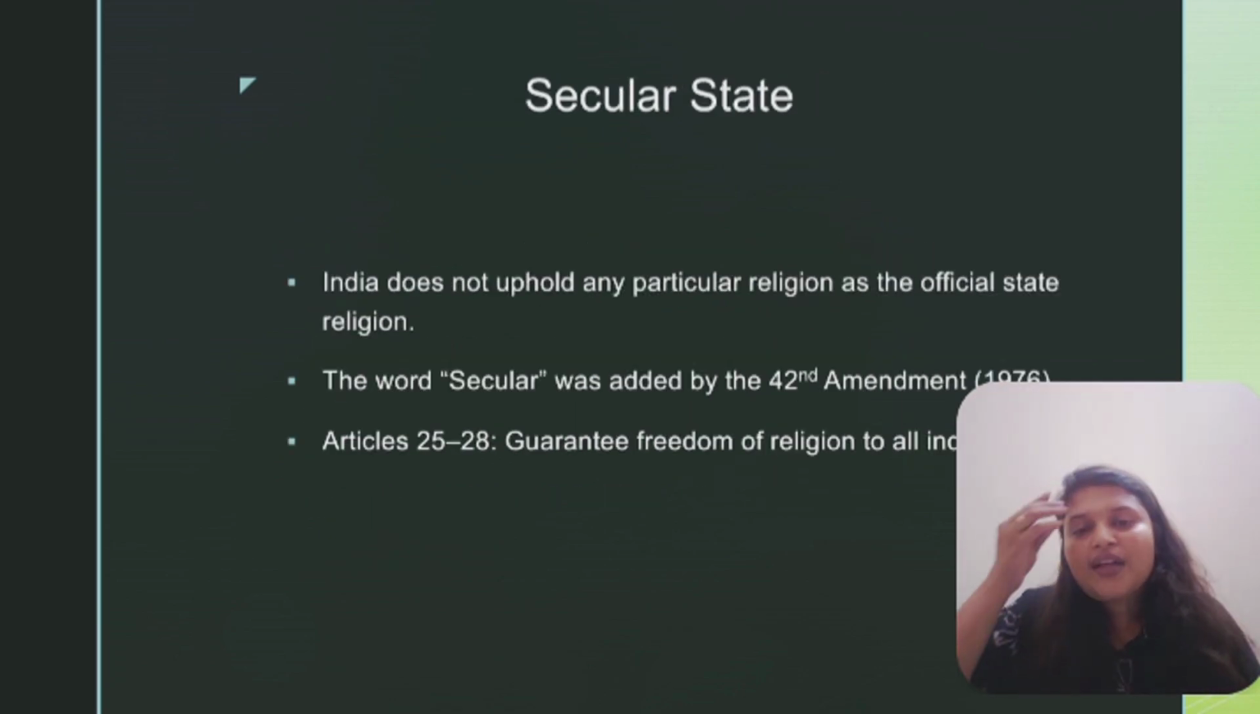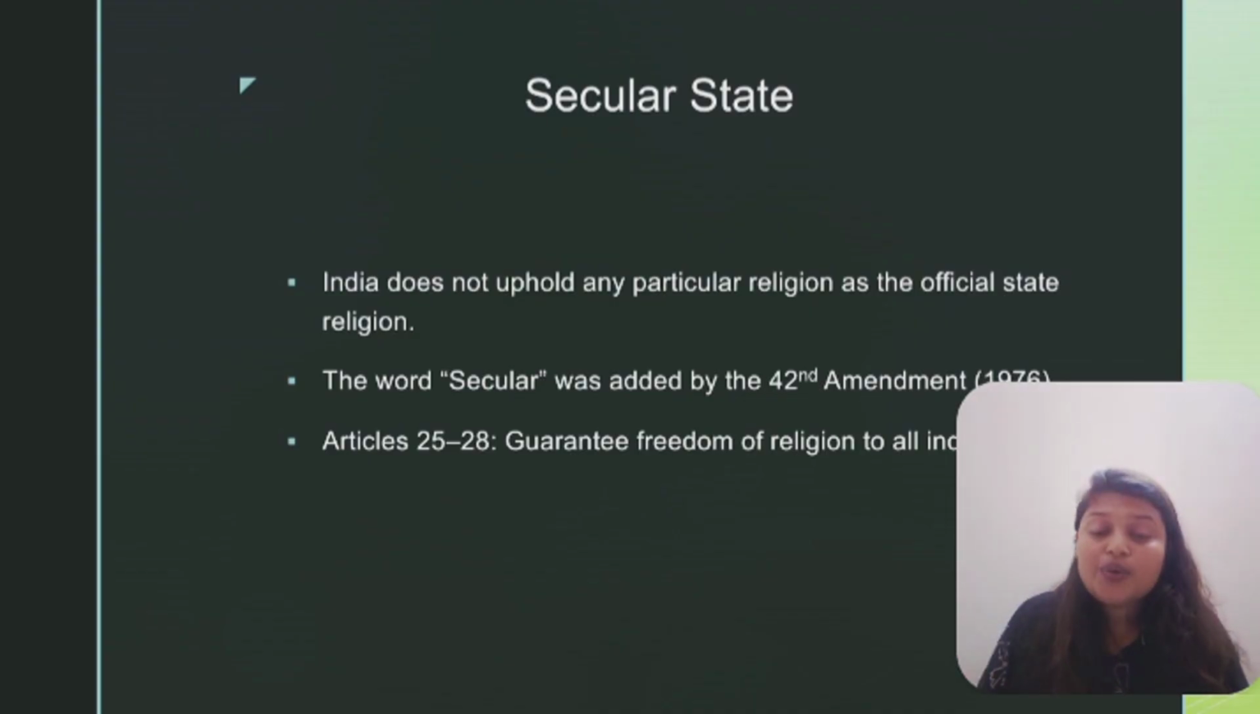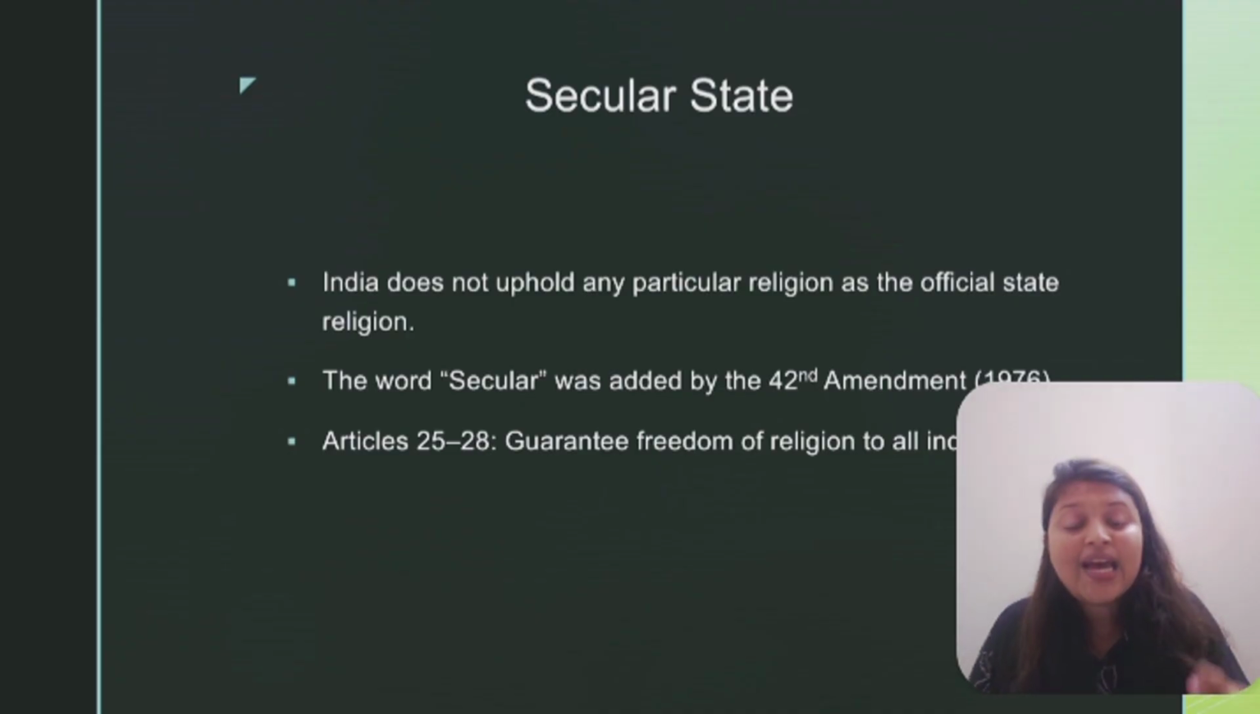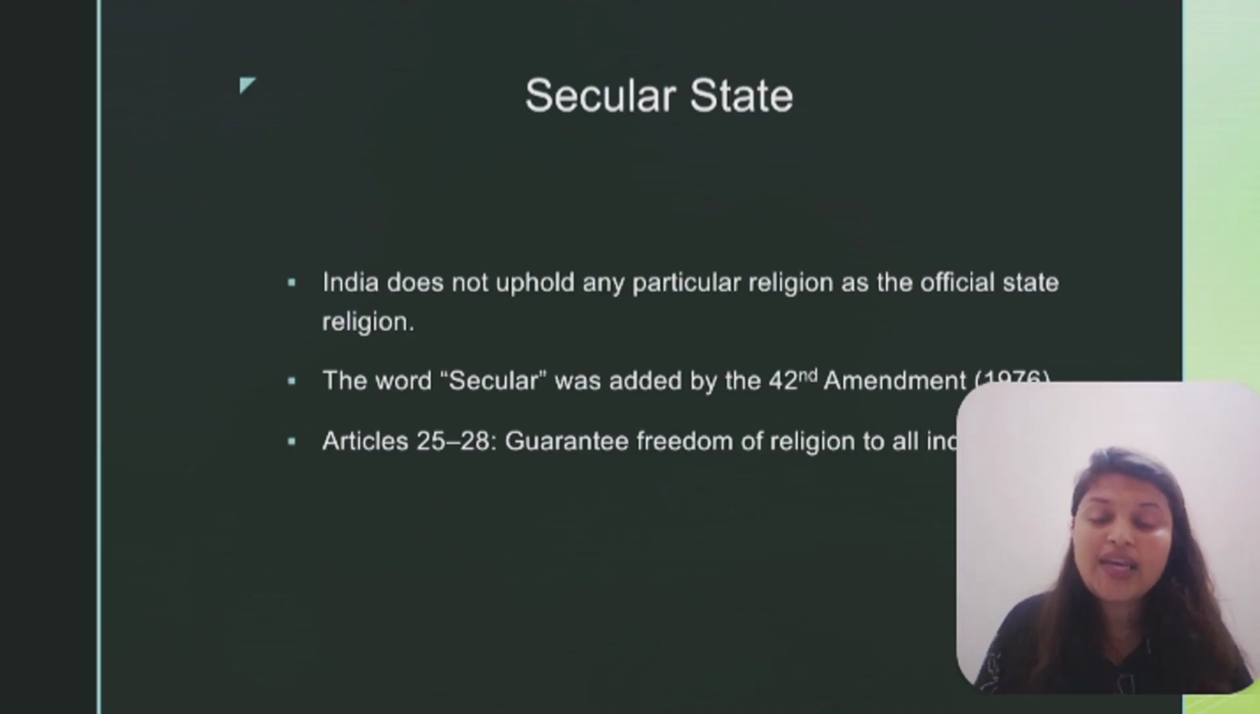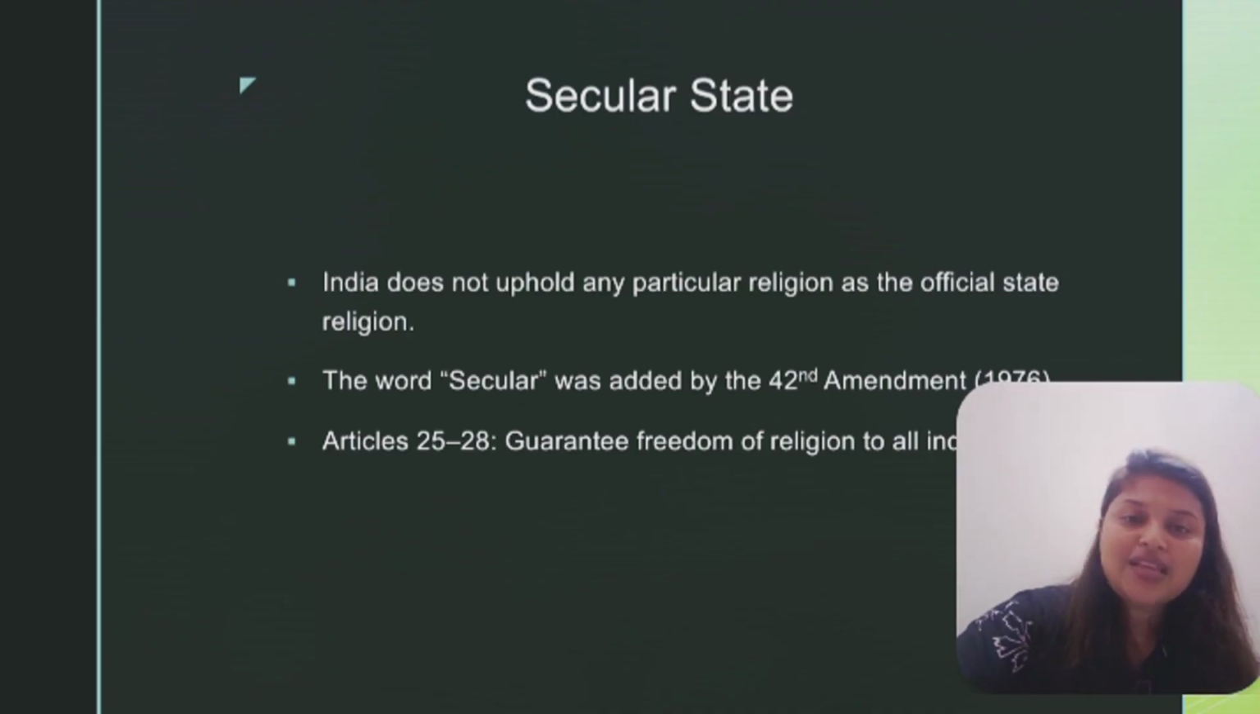So going on with the other, it is a secular state. What is secularism? Secularism means that the state does not have any official religion. It does not support any religion also, where it treats every religion equally and gives freedom to every religion equally, and thus it is called a secular state, where the Indian constitution declares India as a secular state, that it has no official religion and treats every religion equally. So that is a secular state.